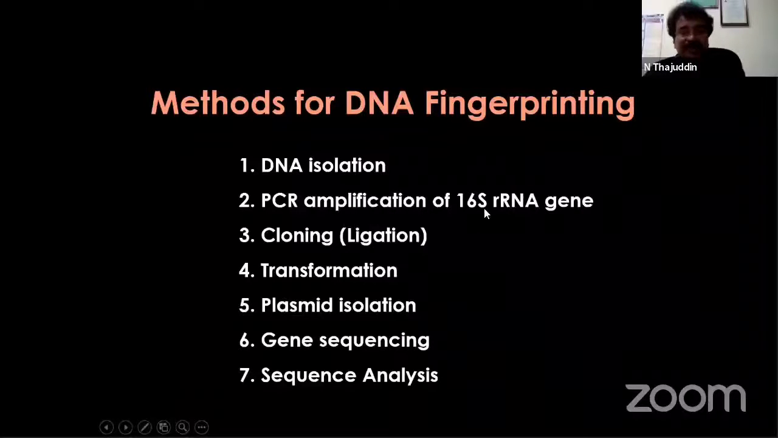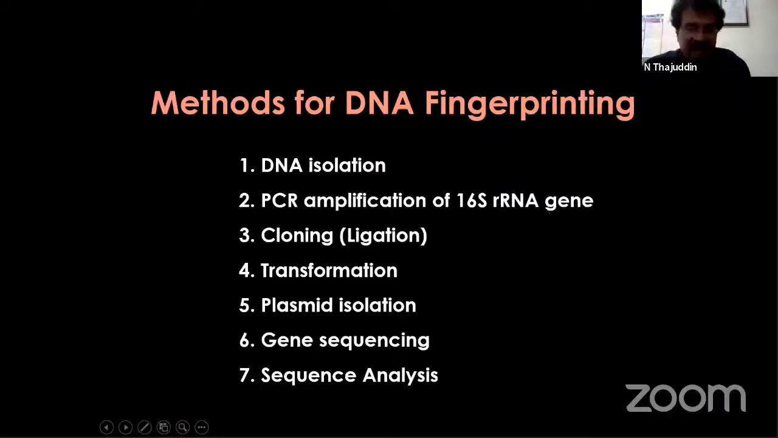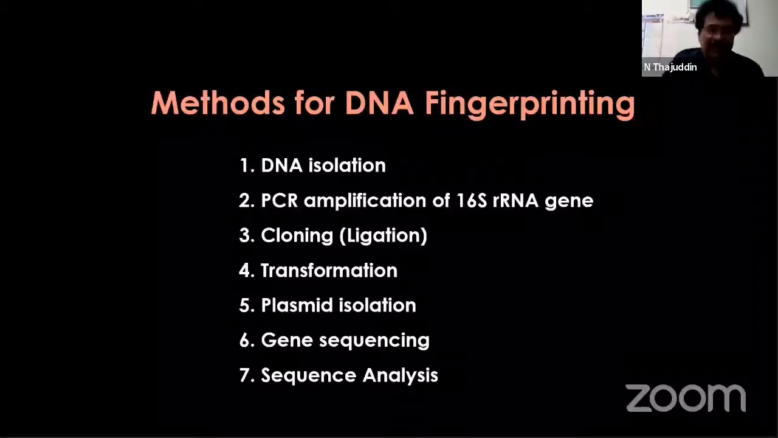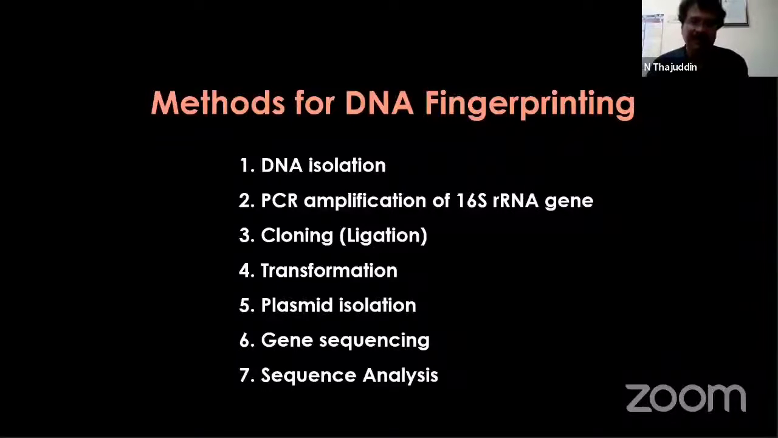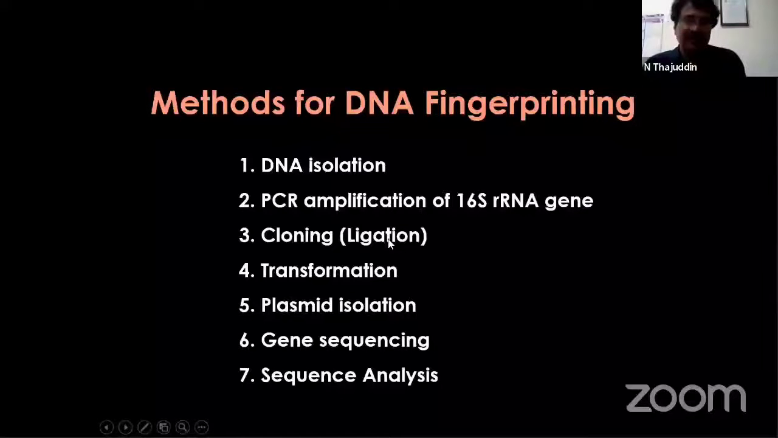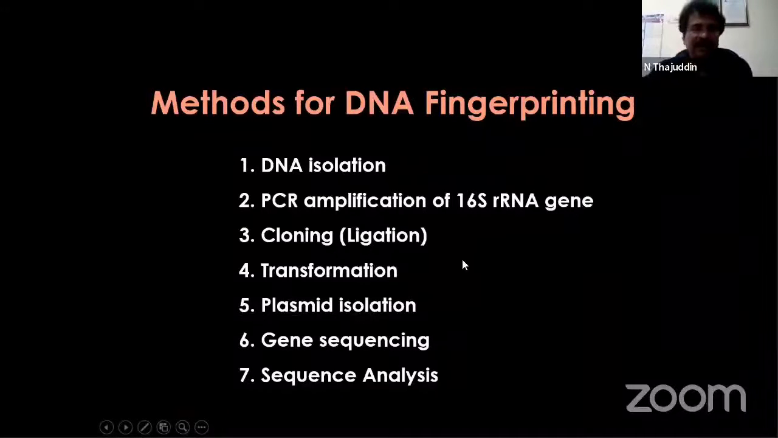The second step is PCR amplification. Once you isolate the DNA, use the specific primers and amplify the 16S rRNA genes. If you want only the partial sequence, after amplification you send the product to sequencing companies, and you get a partial sequence of nearly 800 to 900 bases. Whereas if you want the full 1,600 bases, you have to clone your PCR product into a cloning vector, which is called ligation or cloning.